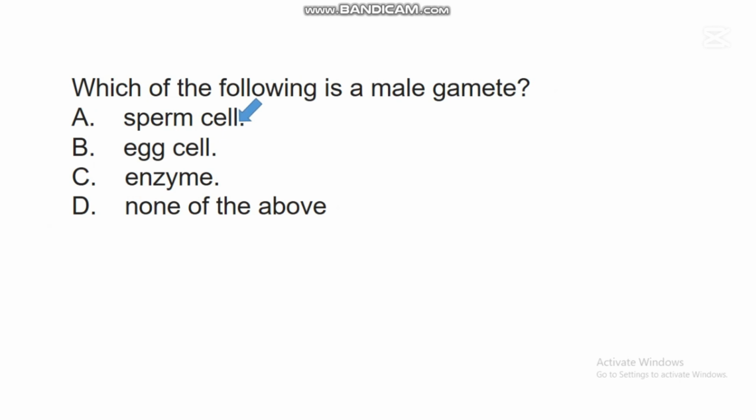Sperm cell. So sperm cell is a gamete found in male organisms such as human beings, but egg cell is a female gamete. So sperm cell is not found in female, and egg cell is not found in male. So in human beings, sperm cell is an example of a male gamete and egg cell is an example of a female gamete. But sperm cell is found in male human being and egg cell is found in female human being.